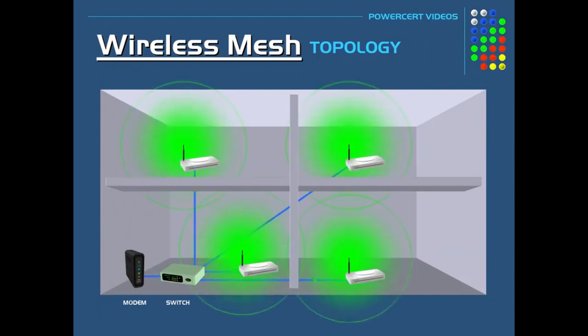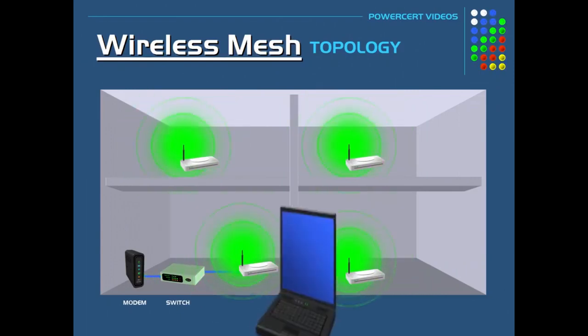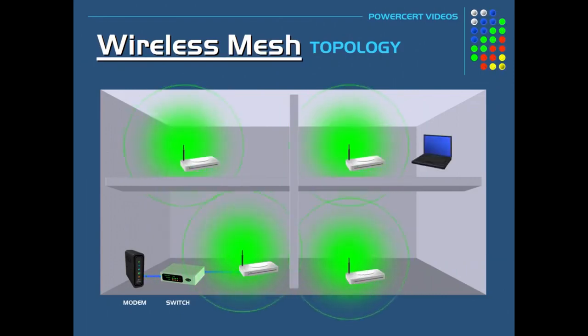Now a wireless mesh topology would be similar to this setup, but without the need of these extra cables. In a wireless mesh, each wireless access point would talk to other wireless access points to create a seamless internet connection for wireless devices to connect to. So if this laptop over here wanted to access the internet, it would connect to the nearest wireless access point and then this access point would relay the connection to the next access point and then the next one and eventually find its way back to the modem.